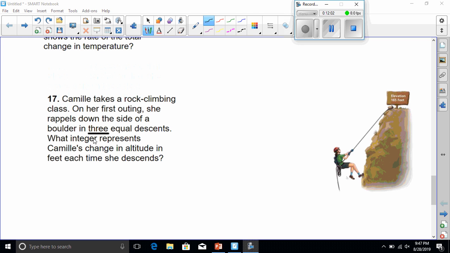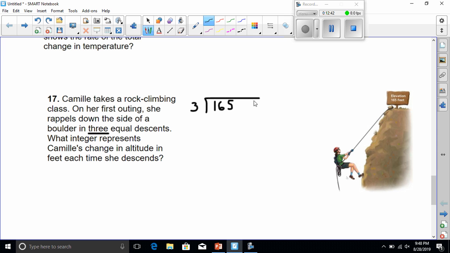Looks like I was right. There's a picture that goes with this when I found it, so I pasted it in. It says the elevation is 165 feet. Well, now Camille, we know that on her first outing she rappels down the side of a boulder. This is the boulder. 3 equal descents. What integer represents the change in altitude in feet each time she descends? Well, that means we're going to take 165 and we are going to divide it by 3.